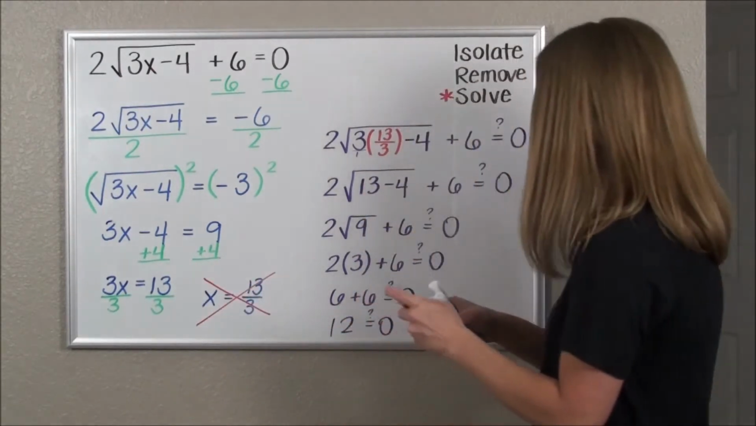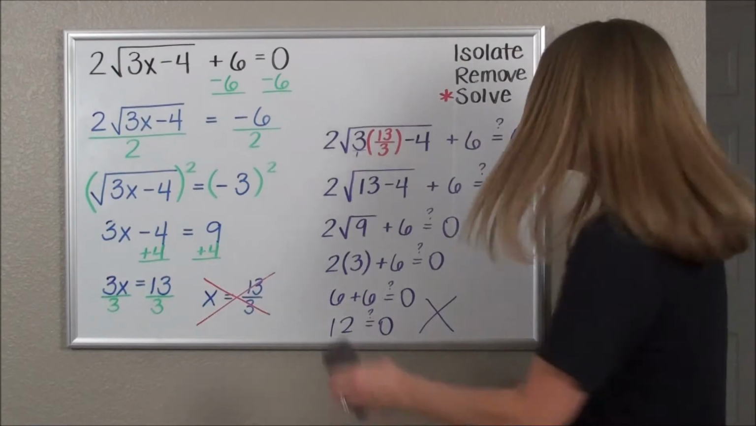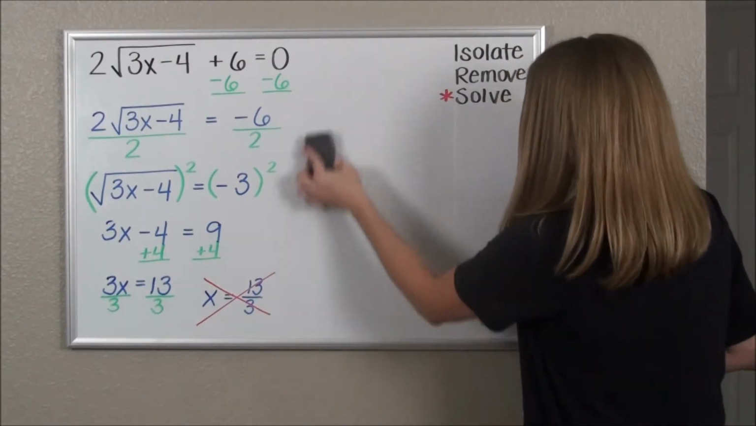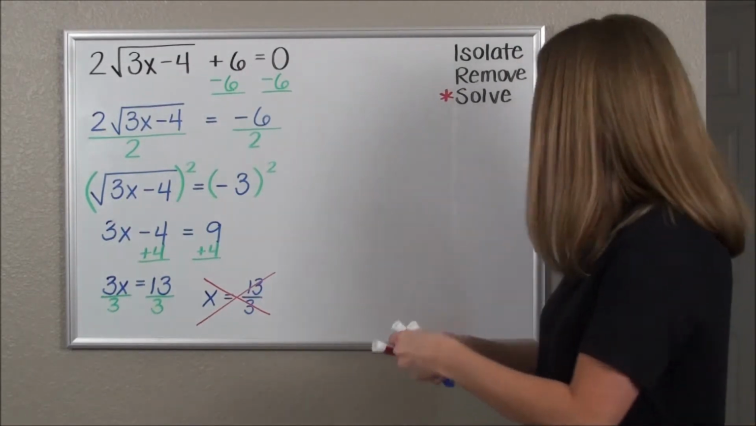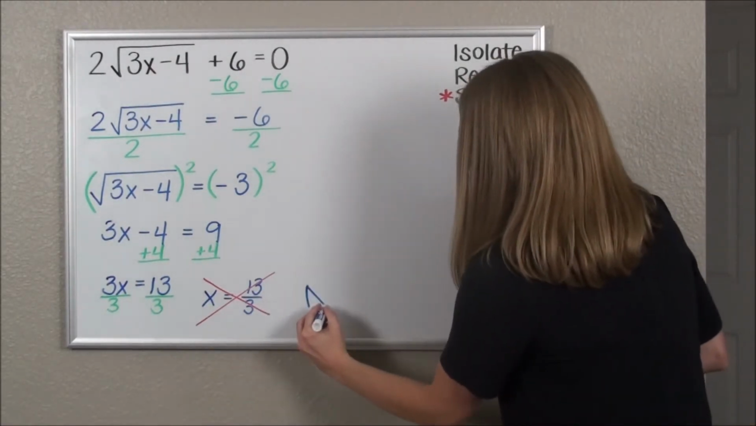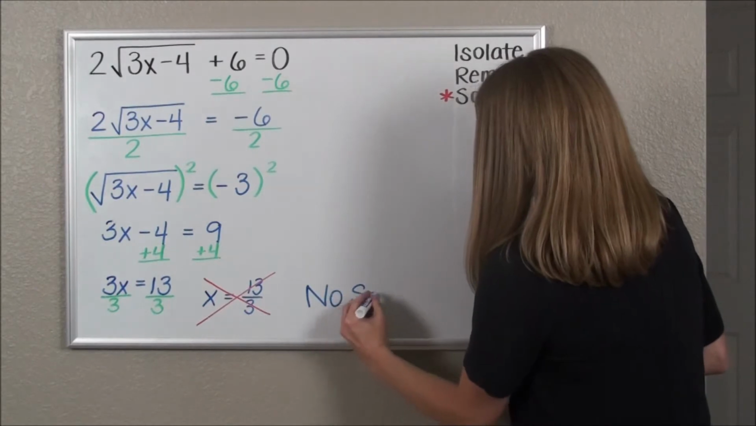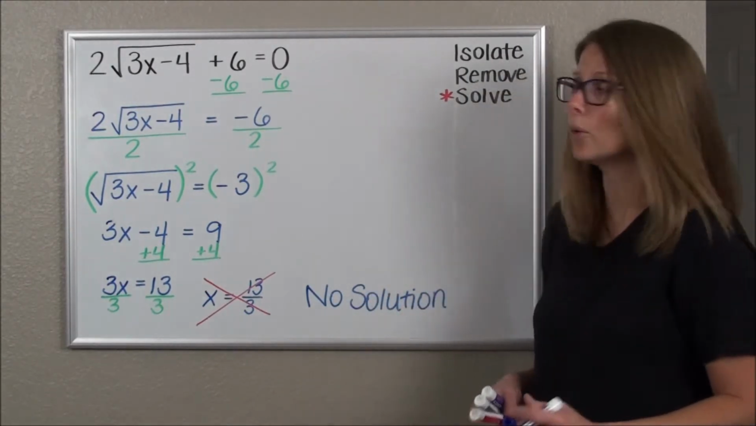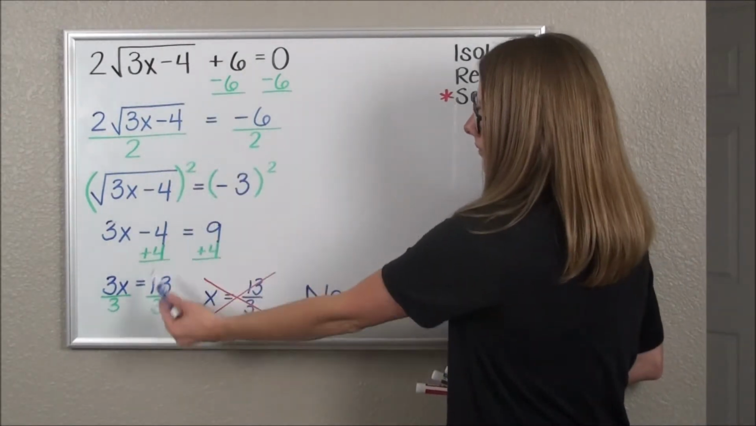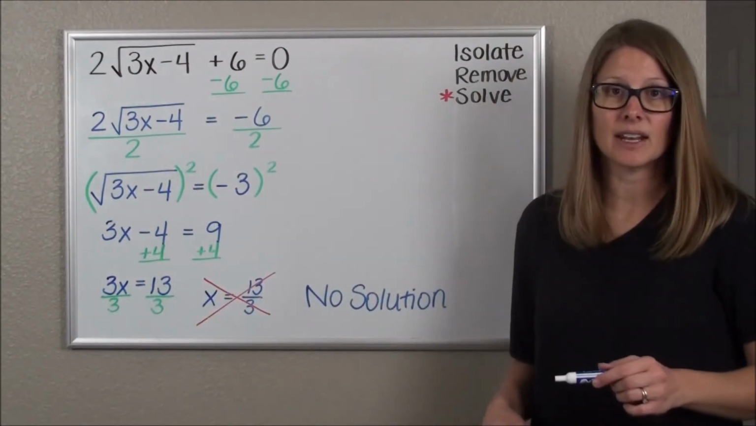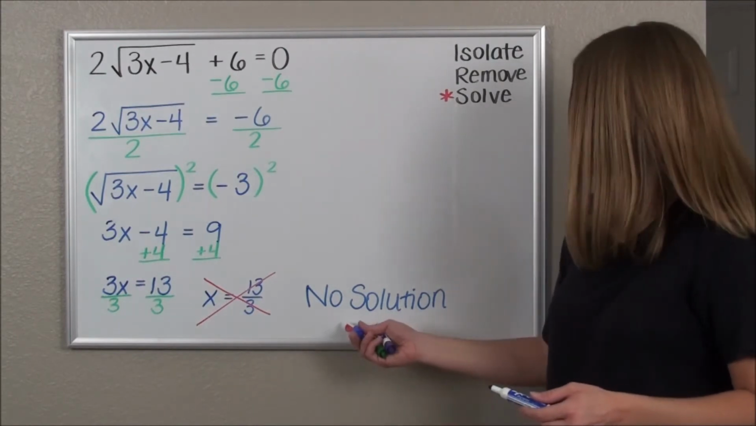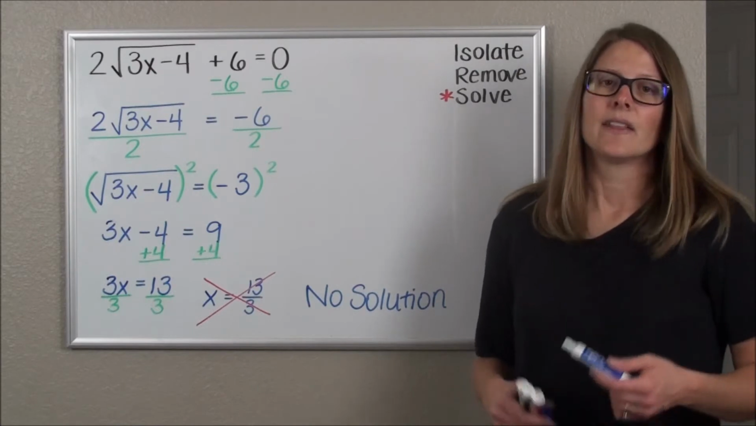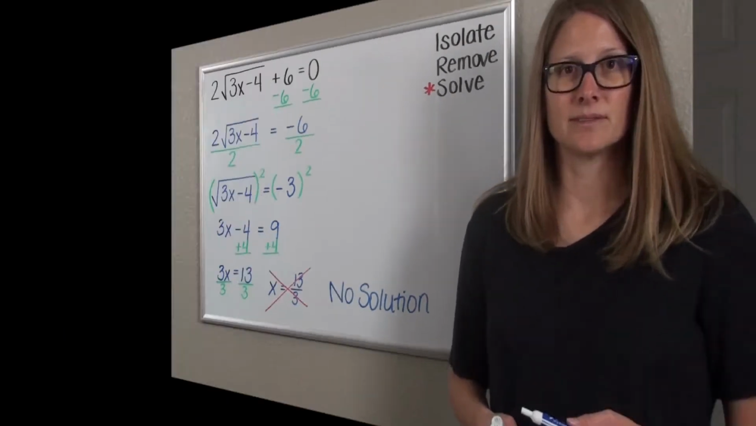So I'm going to cross it out, but if that was my only candidate for a solution and it didn't work, it didn't check out, then my solution here doesn't exist. I have no solution. So again, it's very important to check your work because even if you do all the math correctly, it's still possible that that answer doesn't check out. So in this case, when that one candidate doesn't work, I simply say no solution. Let's continue to take a look at more examples.